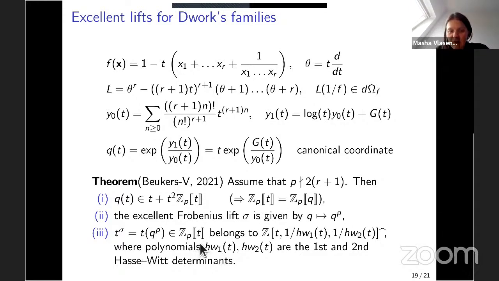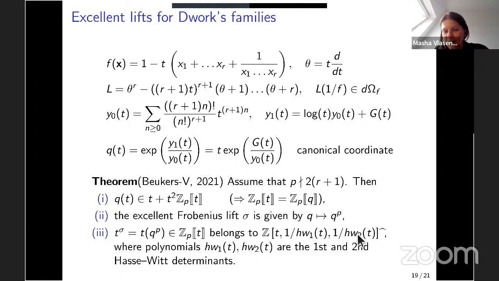The last part of the theorem is about this function. T sigma is a function of T. It's congruent to T to the p modulo p because it's a Frobenius lift. It turns out that this function is a p-adic analytic element. Moreover, we can specify the denominators of the rational functions which approximate this function. It can be approximated p-adically by rational functions with the first and second Hasse-Witt determinants in the denominator. Hasse-Witt determinants are determinants of Hasse-Witt matrices which enter our main theorem about supercongruences.